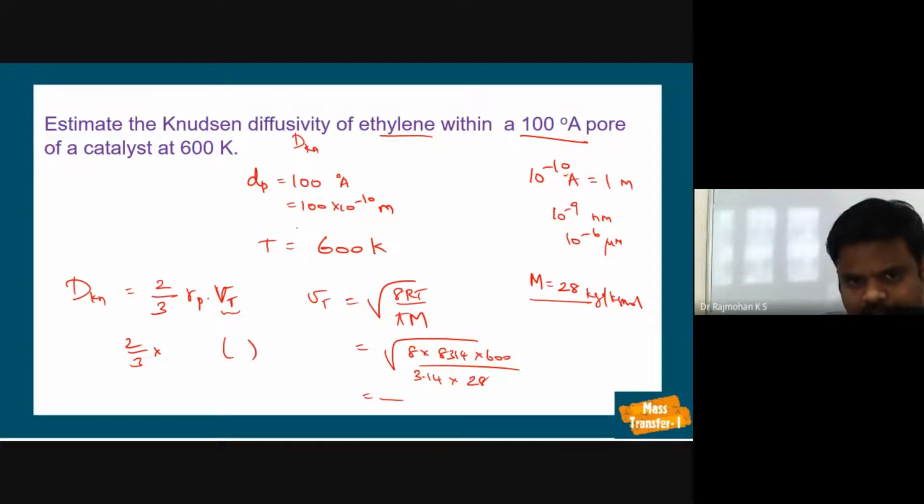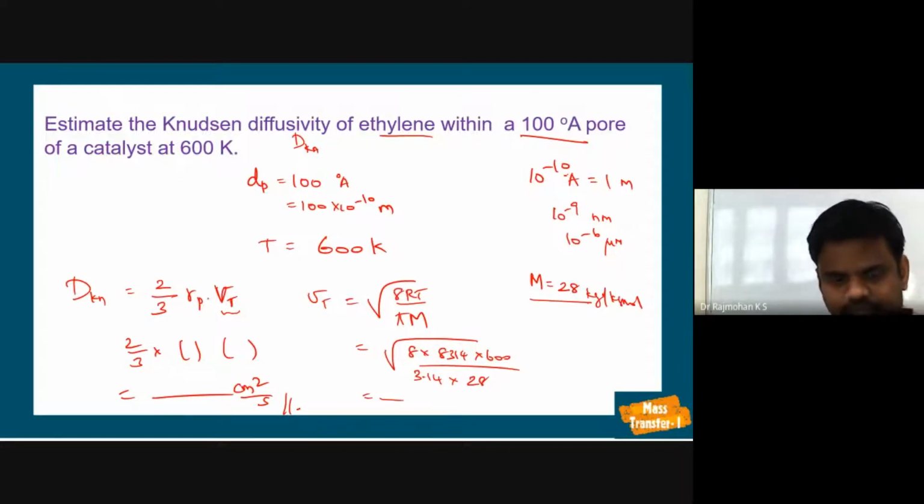So what would be the radius? Substitute the radius also. Diameter is given. We will get the answer in centimeter square per second. Please complete this problem also. Please comment your answer for this problem.